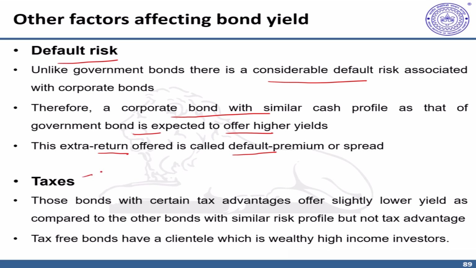The second factor is taxes. Bonds with certain tax advantages offer slightly lower yields as compared to other bonds with a similar risk profile but without the specific tax advantage. The reason is that tax-free bonds have a specific niche clientele, like wealthy high-income investors in a high tax bracket, who can take benefit of the tax advantages offered by such bonds.